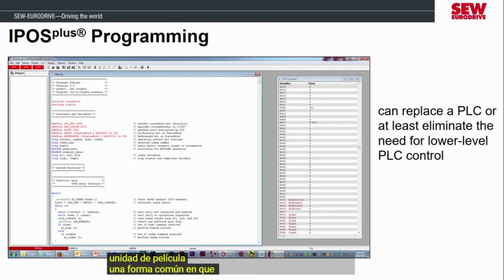A common way IPOS programming is used is to handle all the lower level tasks such as positioning, mathematical unit conversions, and specific types of travel sequences. Doing these tasks within the Movidrive removes the computing load from the upper level PLC. Also, the Movidrive can perform the operations much faster because it doesn't have to wait for the timing lag back and forth that comes with using an external PLC to manage all of the logic.